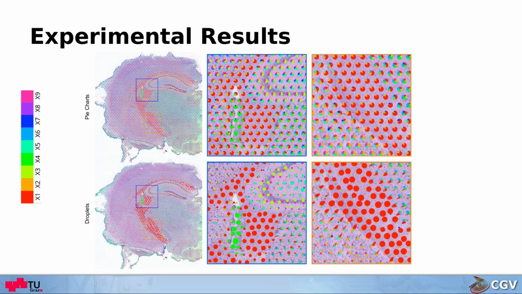Another example are regions where a dominant cluster has offshoots into neighboring regions. For example, the X1 cell type cluster in the center of the tissue. Here, the droplet shape leads to a more pronounced cluster outline, in accordance with the Gestalt principle of common fate.